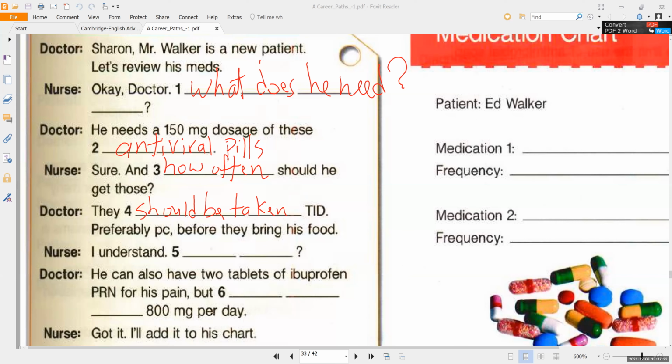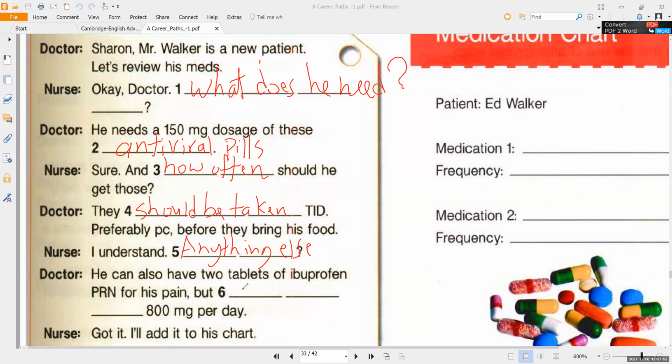I understand. Anything else? He can also have 2 tablets of ibuprofen PRN for his pain, but not more than 800 milligrams per day. Got it. I'll add it to his chart.